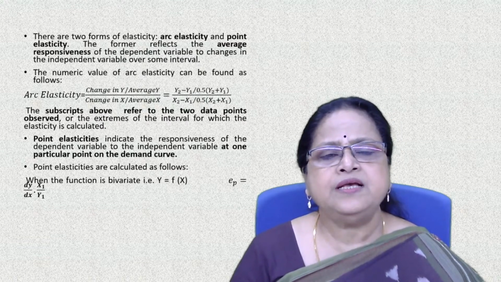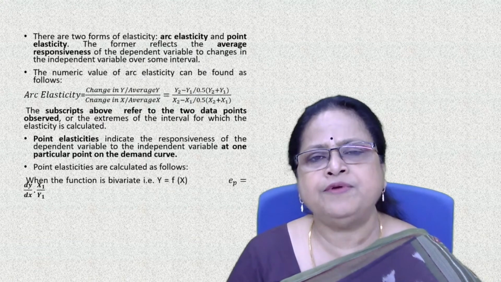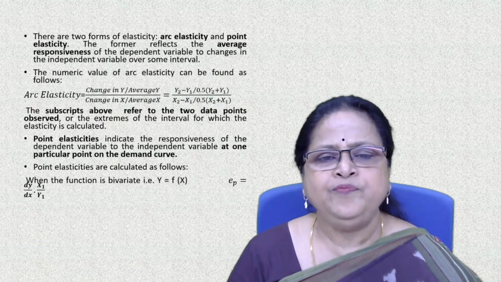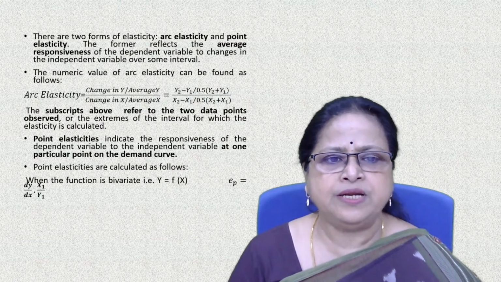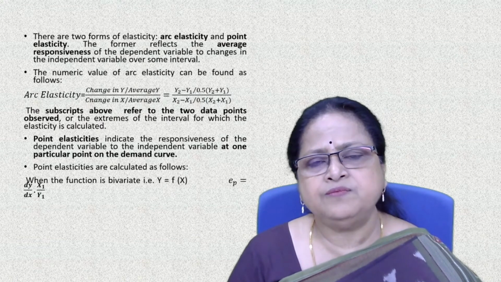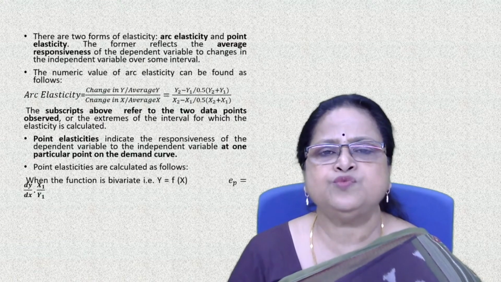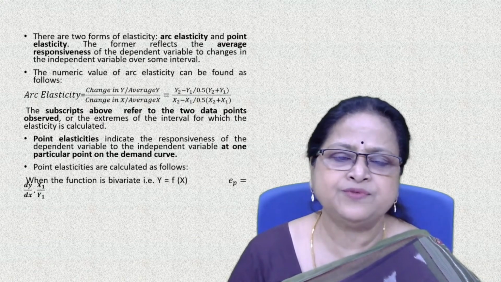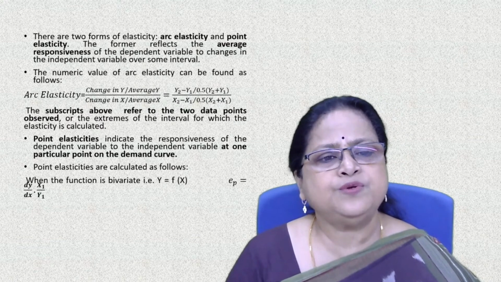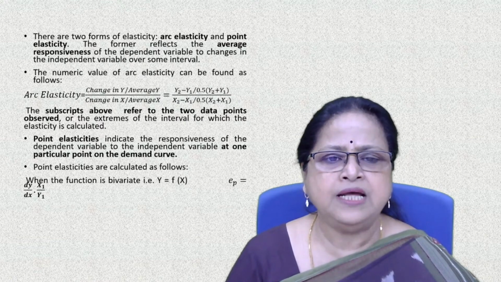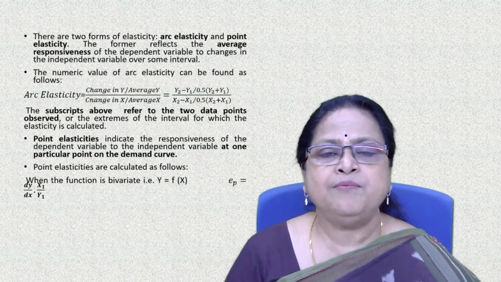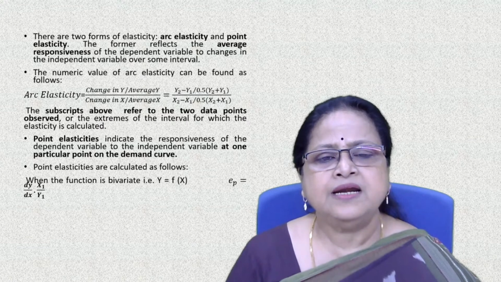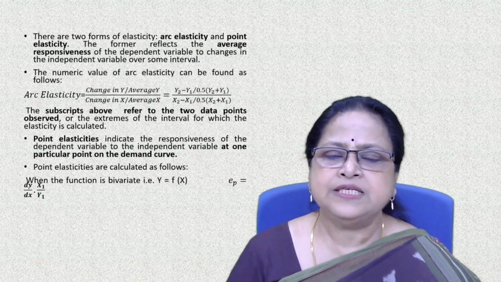Suppose there are two values of variable y. At one time it is y1 and second it is y2, then the change is y2 minus y1. For the average, you can take the simple arithmetic average, that is y1 plus y2 divided by 2, which is equal to 0.5 into y1 plus y2. So we can simply substitute that in the arc elasticity formula. It will become y2 minus y1 divided by 0.5 into y1 plus y2, divided by x2 minus x1 divided by 0.5 into x1 plus x2.